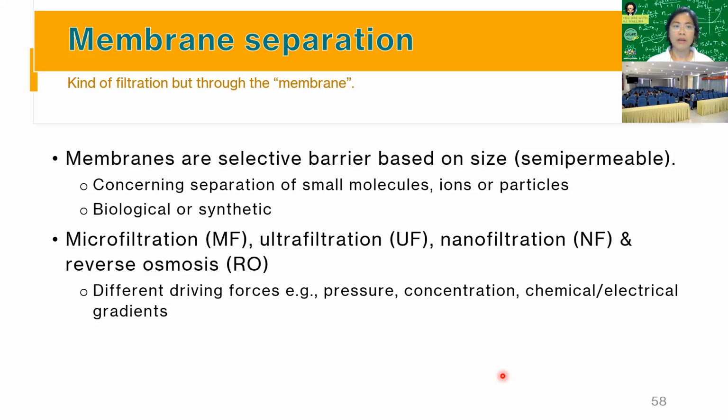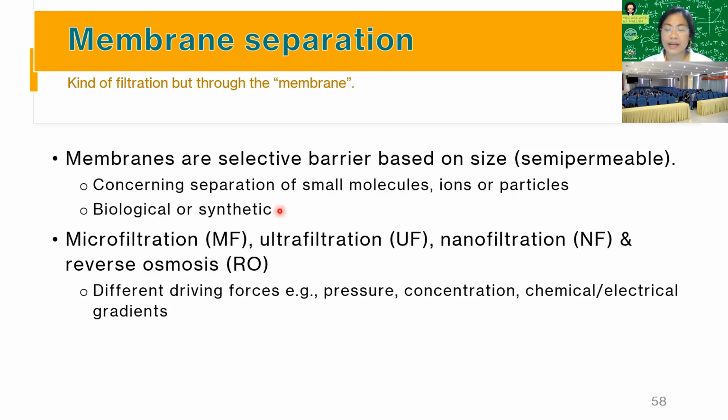So membrane and filter, even though they may both be a sheet or a tube, you have to see them separately. Membranes are selective barriers. It is based on size as well, but it is semi-permeable. It concerns the separation of small molecules, ions or particles. So in filtration, you want to take away larger particles, but for membranes, you are dealing with smaller molecules, even ions.